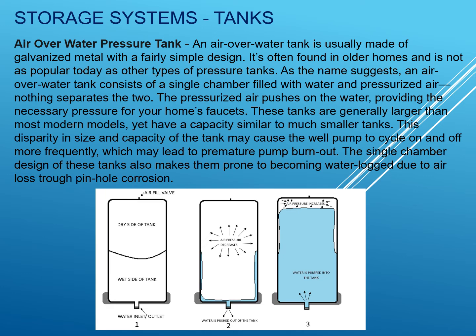One of the variations of a pressure tank is the air over water pressure tank. As you can see in the picture down below, you have the dry side of the tank and the wet side of the tank. It has an air fill valve. So, as the water is being pumped out, the air pressure decreases. Then as you fill up the tank, the air pressure now increases. It is up to you to decide which water pressure you would want by adding more air to the air fill valve.